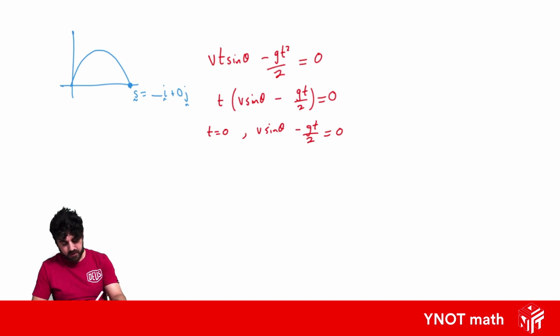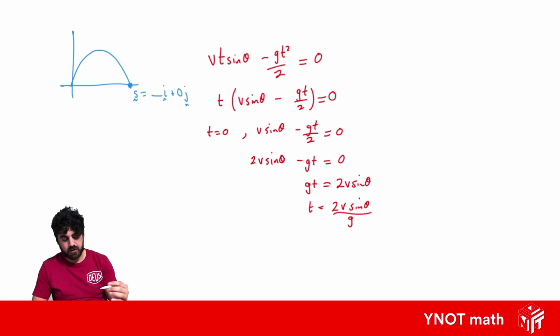Solving for t, we can times everything by 2. So we get 2v sine theta minus gt equals 0. Now add gt to both sides, so we get gt equals 2v sine theta. Dividing by g gives us 2v sine theta over g for the time of flight.